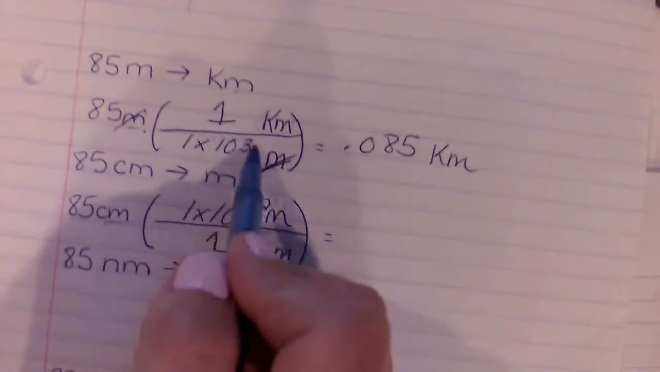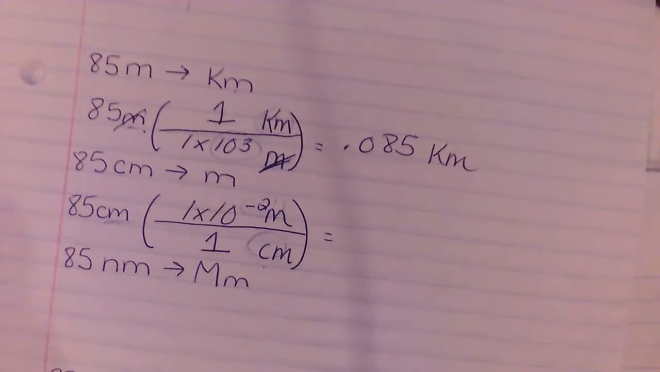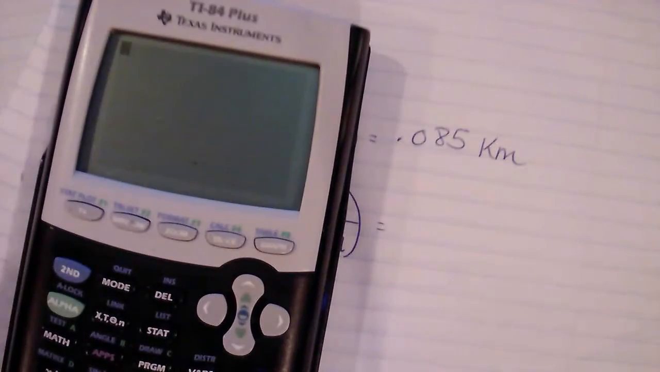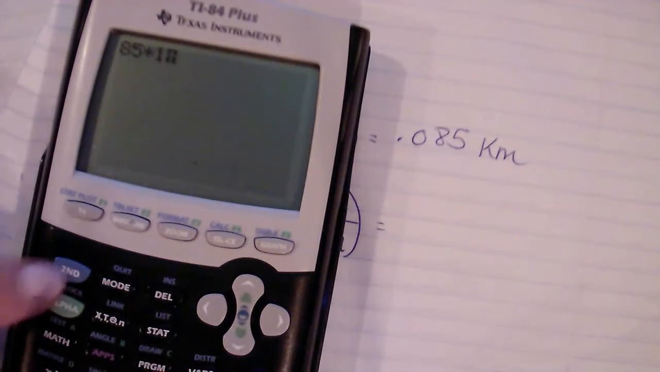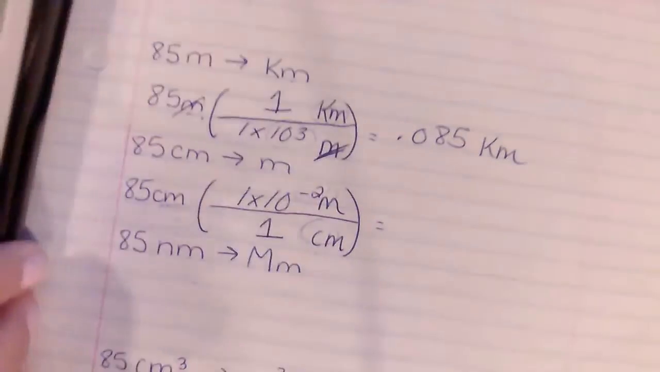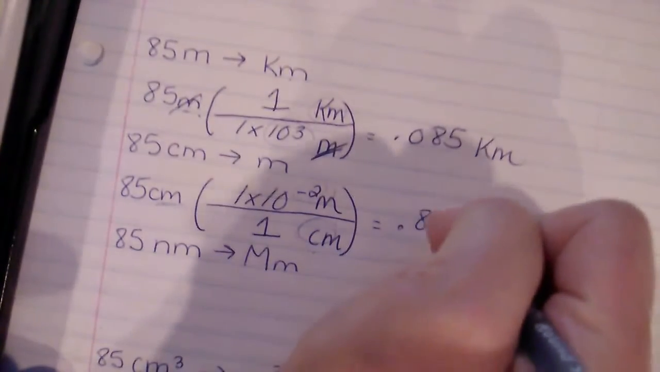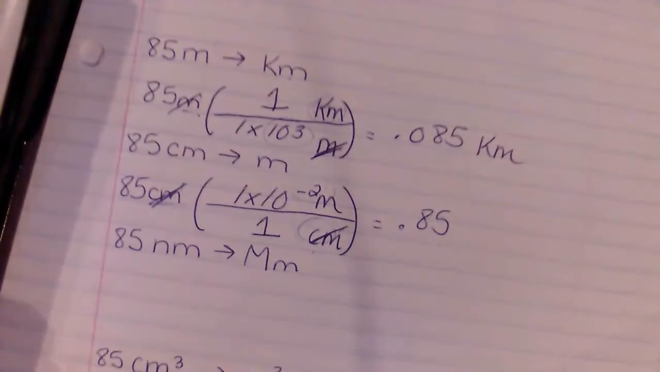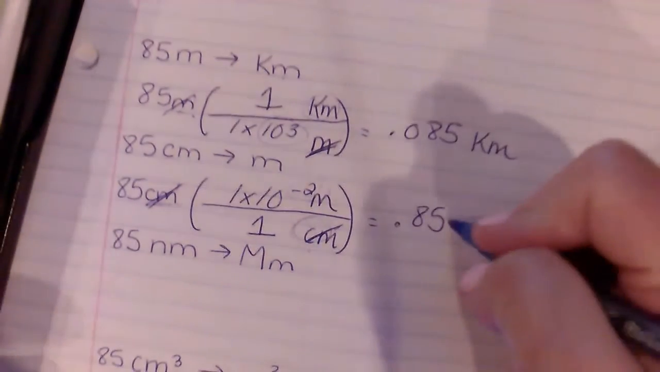So kilo was up here, but the power was down there. To put this in your calculator, we are going to take 85 times 1 EE negative 2 divided by 1, and it's 0.85. And how do you get the units? Whatever's in front cancels with what's on the bottom, and you're left with meters.